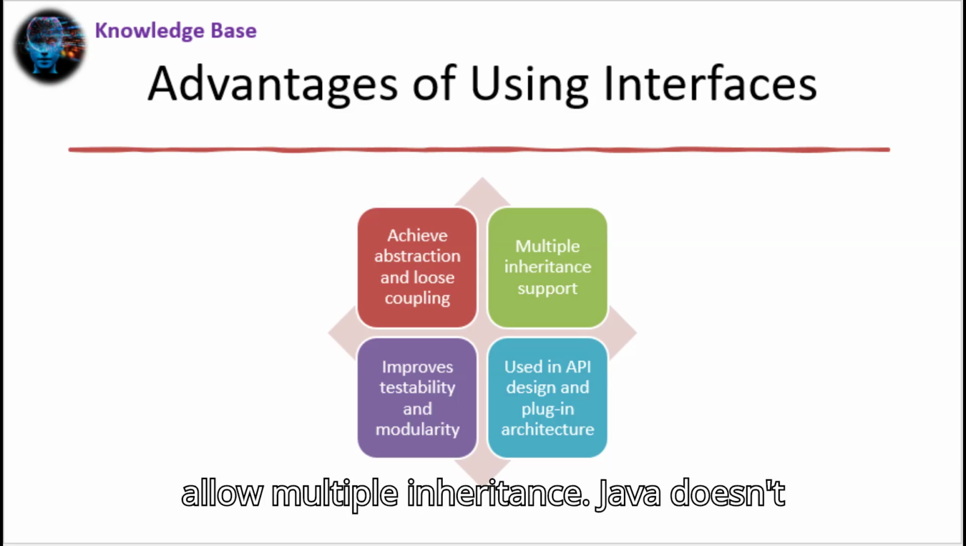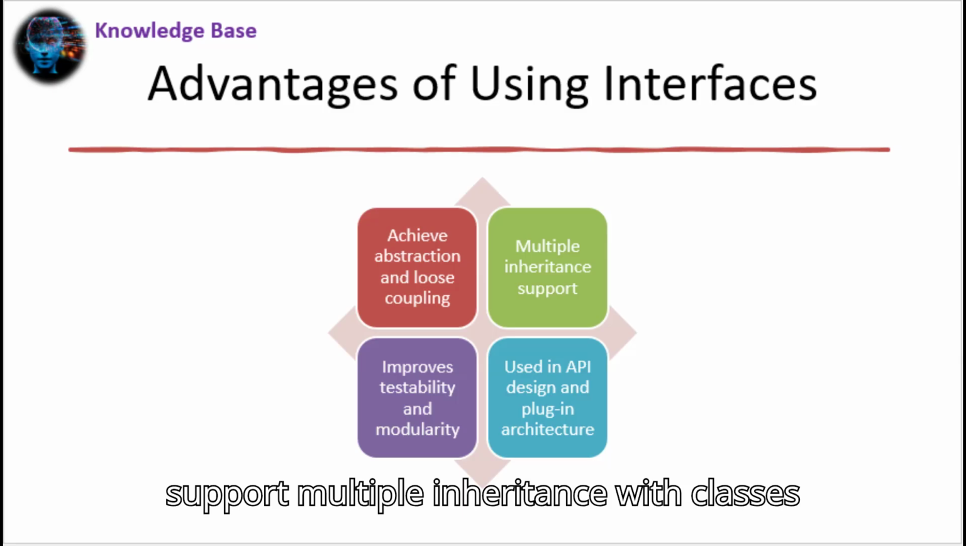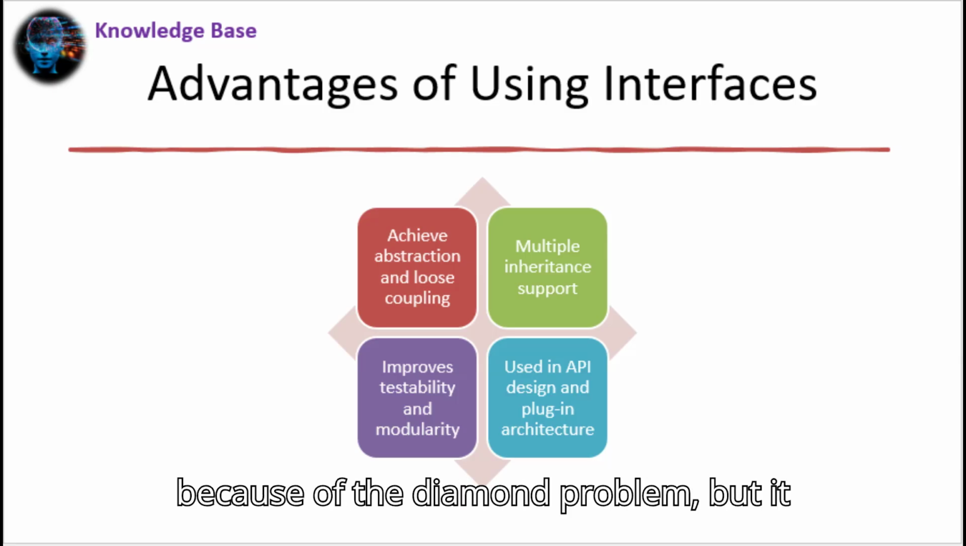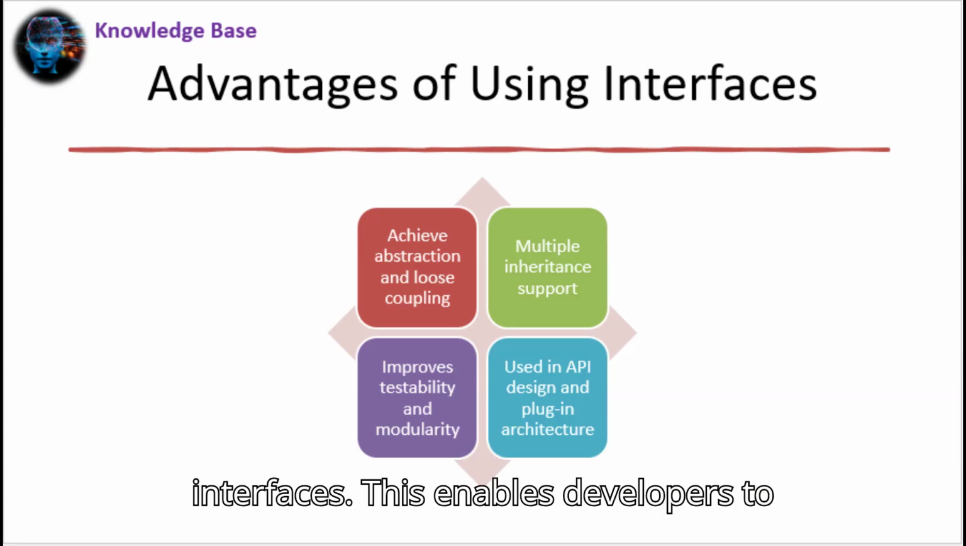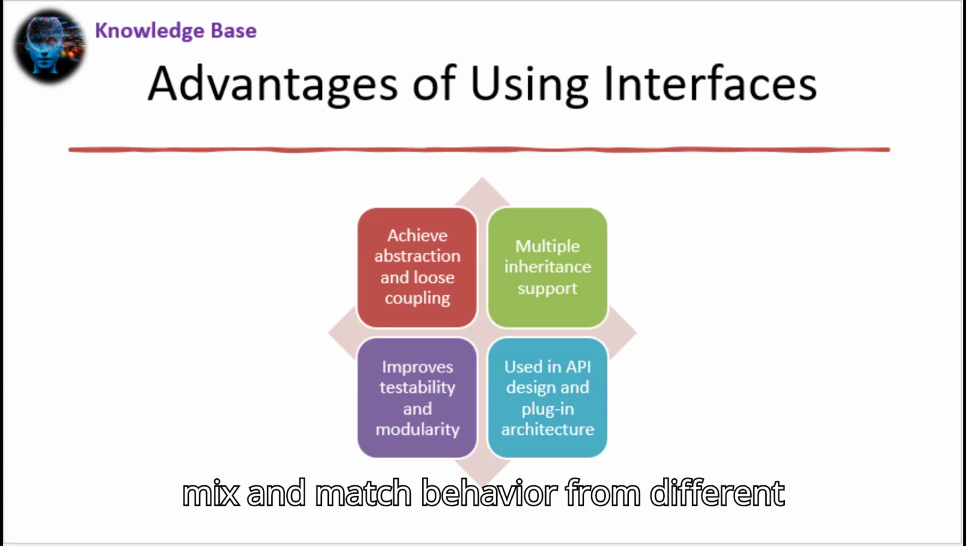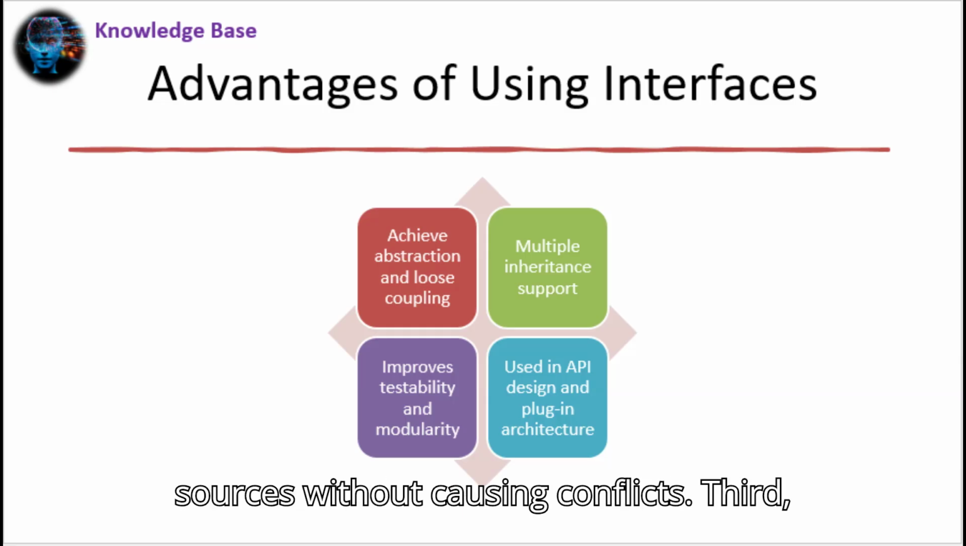Second, interfaces allow multiple inheritance. Java doesn't support multiple inheritance with classes because of the diamond problem, but it does allow a class to implement multiple interfaces. This enables developers to mix and match behavior from different sources without causing conflicts.